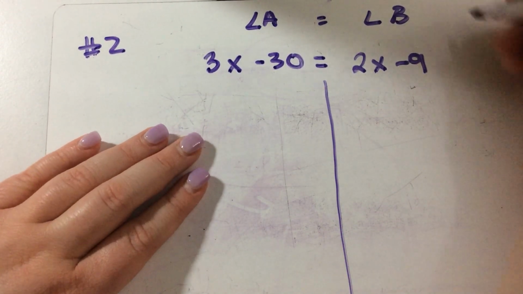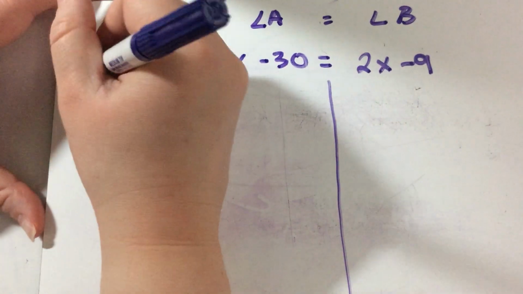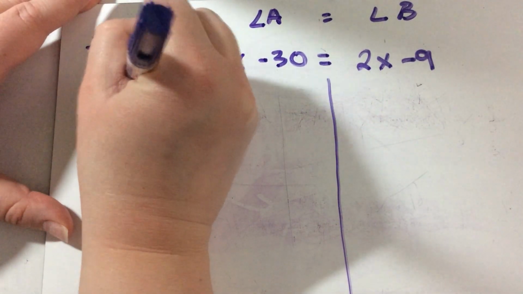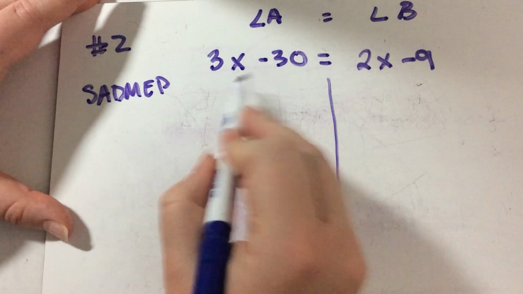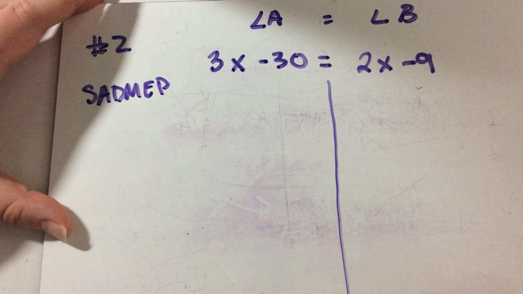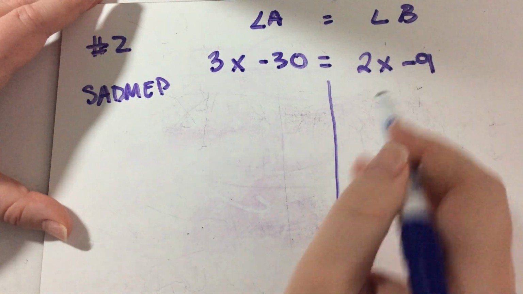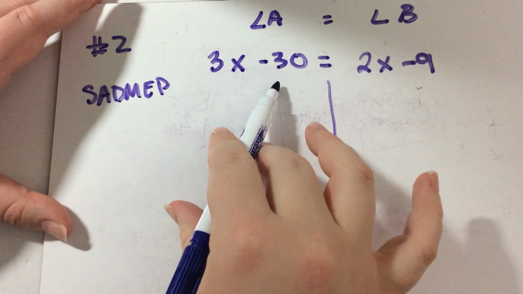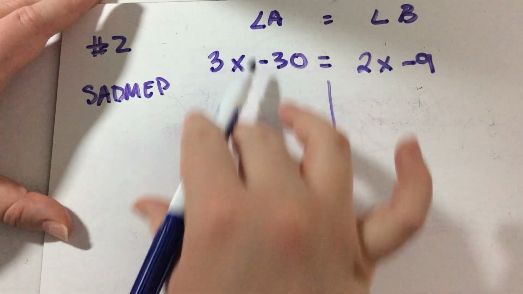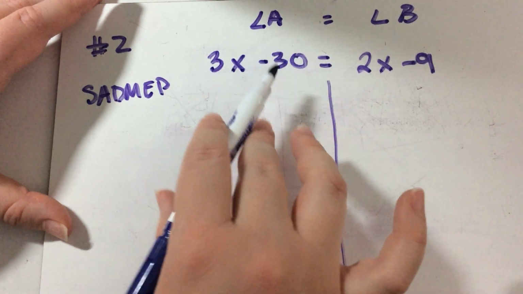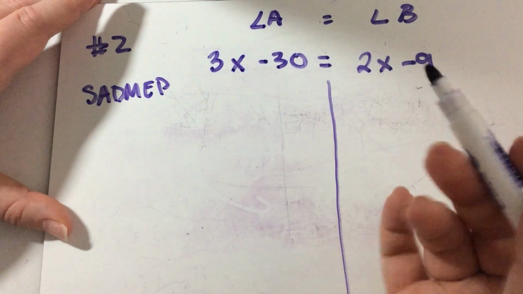We always do SAD MEP when we have unknown values. So I have x's, I have unknown values, okay? I always say it's easier to move the smaller number. Technically, negative 30 is the smaller number, even though it looks bigger. If I end up moving this, it's going to clear this negative, so that's what I'm going to do first.